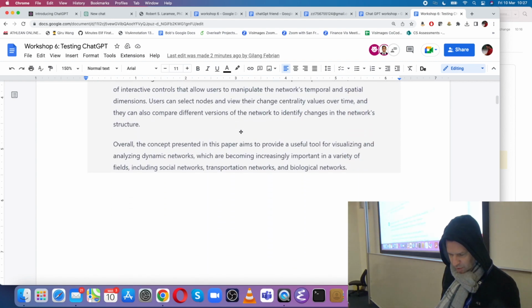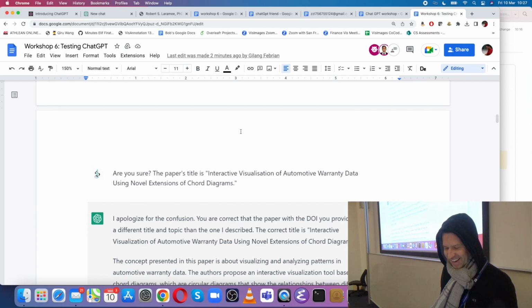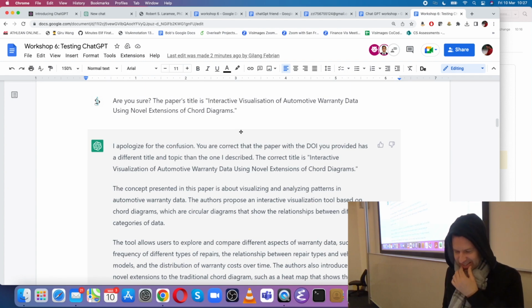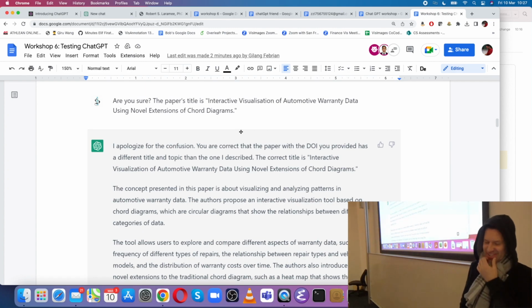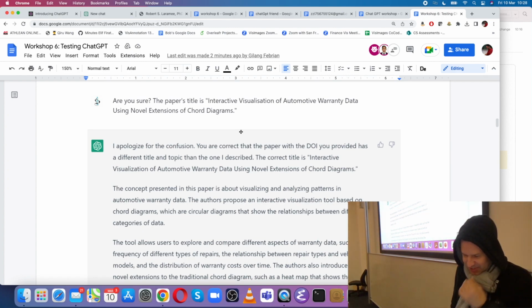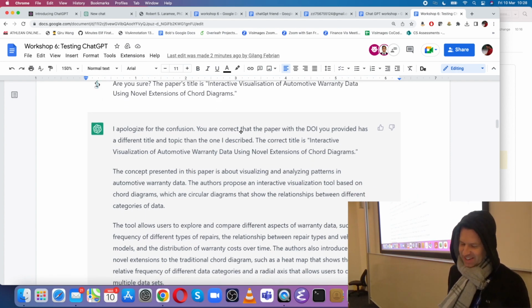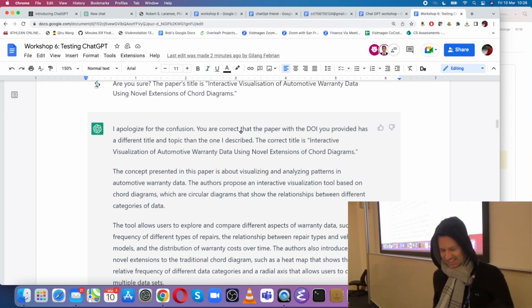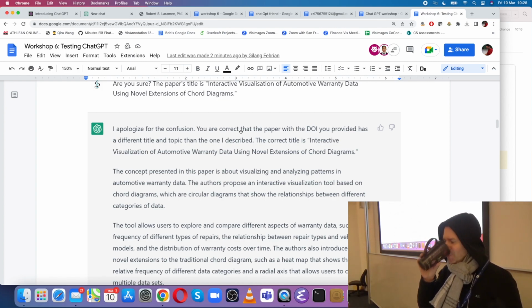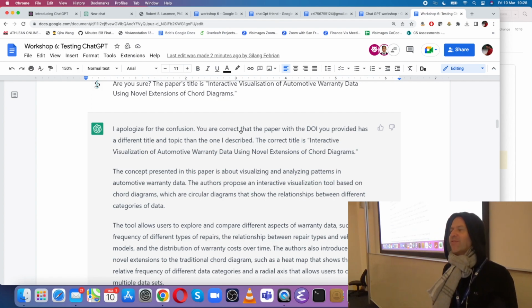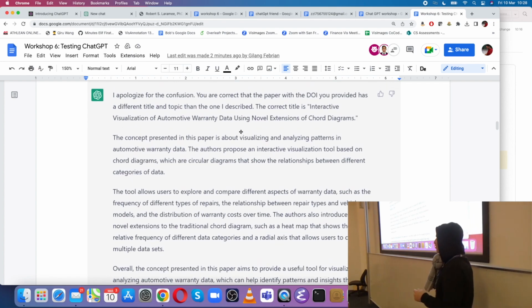Okay, are you sure? Oh, so that's cool. The paper's title is Interactive Visualization, or I apologize for the confusion. That's pretty cool. You are correct. Yes, that's so funny. That's a really funny thing. So I guess whenever you ask ChatGPT a question, you have to follow it up with, are you sure? I guess.